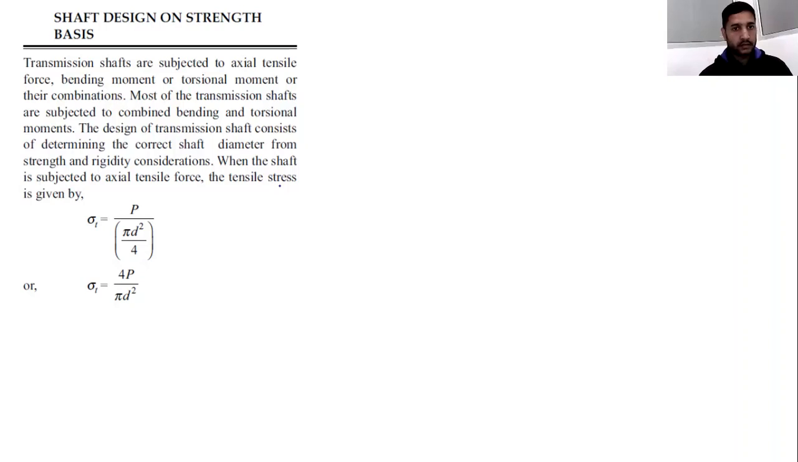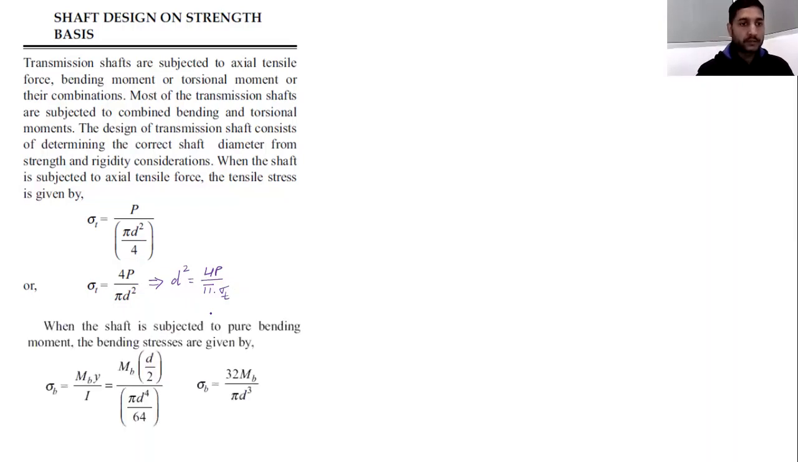If the shaft is subjected to pure tensile stress, we know sigma T will be equal to force divided by area, where area will be pi by 4 d square, and d is the diameter of the shaft. From here, we will get the result as sigma T equals 4P divided by pi d square. In order to calculate the diameter of the shaft, d square will be equal to 4P divided by pi into sigma T. From here, you can calculate the diameter of the shaft. This is the case when the shaft is subjected to pure tensile stress.